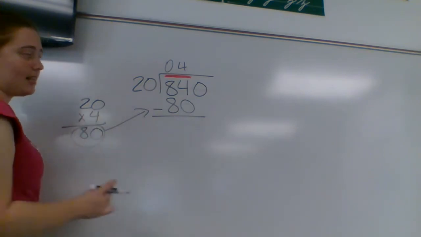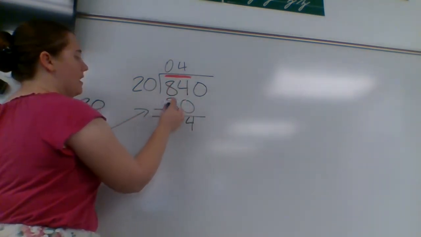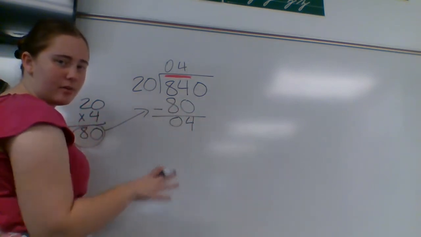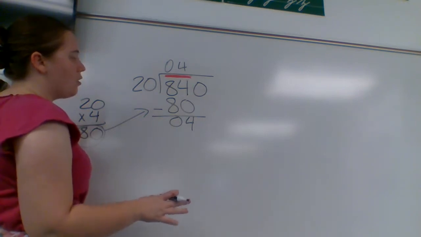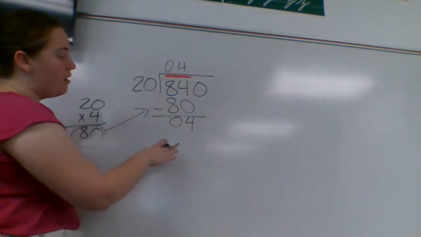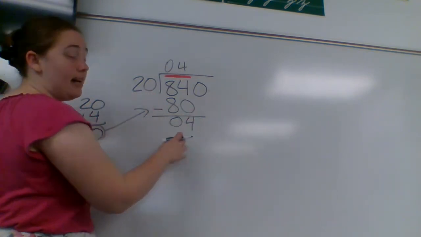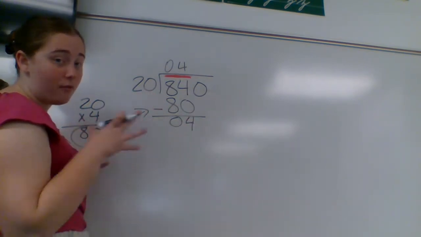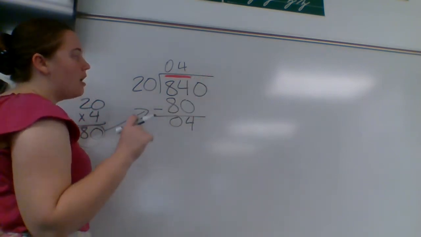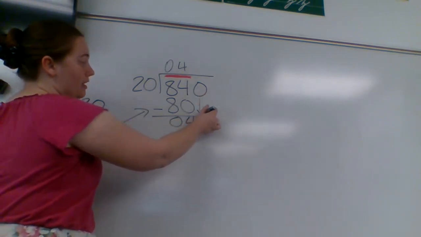Subtract, because that's my next step. 4 minus 0 is 4, and 8 minus 8 is 0. And now I have 4 right here as the number that's left over. So I say 4 is smaller than 20. That's my compare. 4 is smaller than 20. It's true. It's a good comparison. And now my next step is to bring down. Now before, I didn't have that 0 there, like in yesterday's problems. But today, I do have it there, and I can bring it down, so I will bring it down.